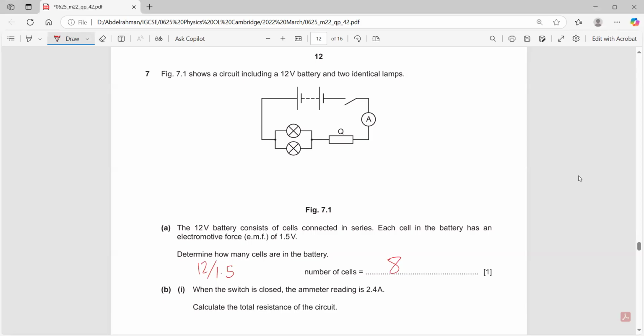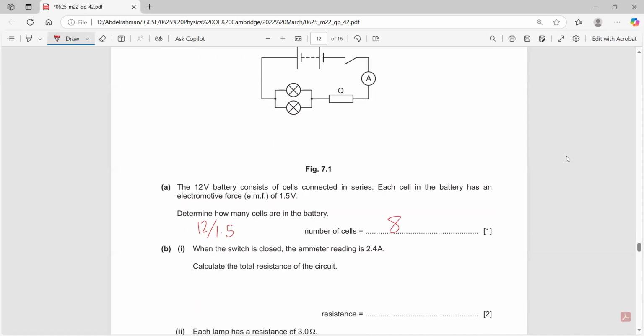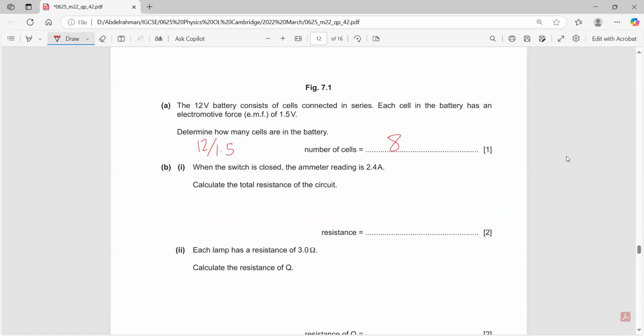When the switch is closed, the ammeter reading is 2.4 amperes. Calculate the total resistance of the circuit. You have the total voltage and you have the total current. R equals V over I, right? R equals 12 over 2.4, which is 5 ohms. This is the total resistance of the circuit.